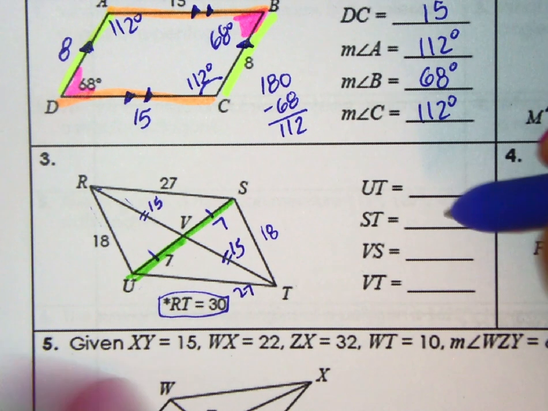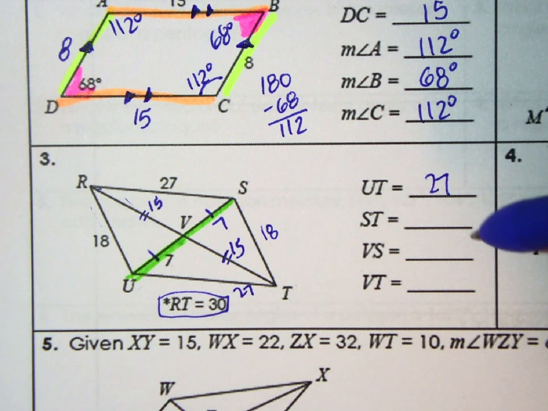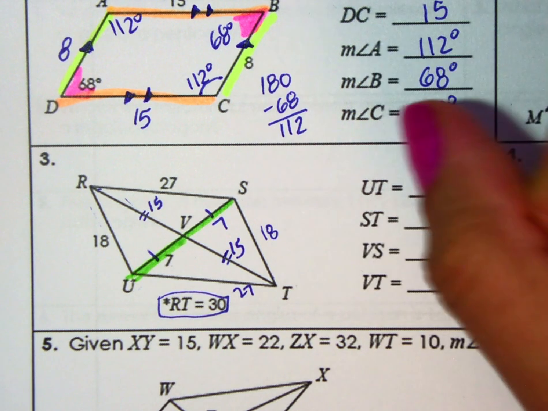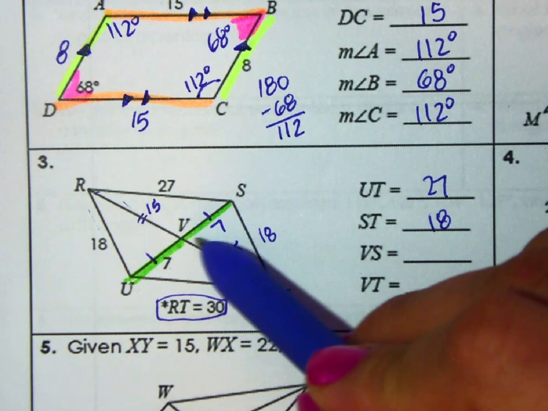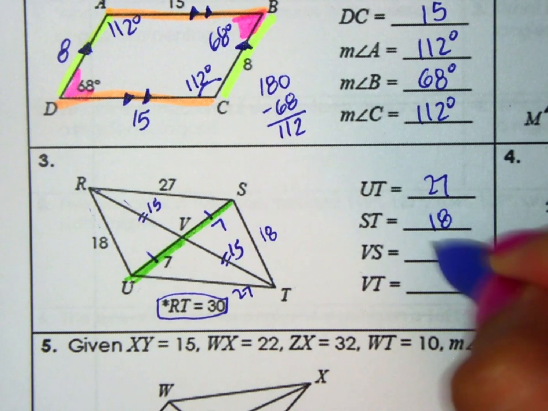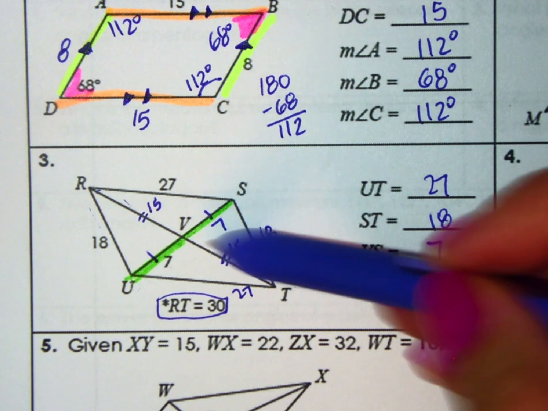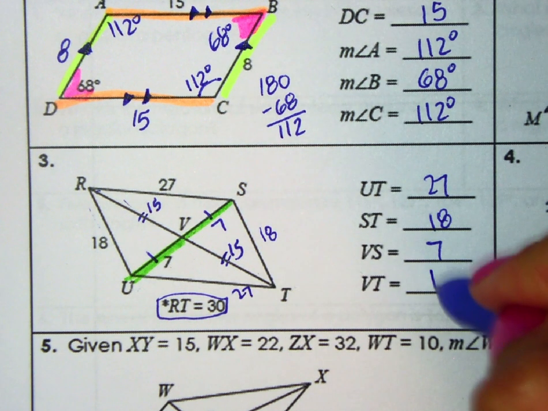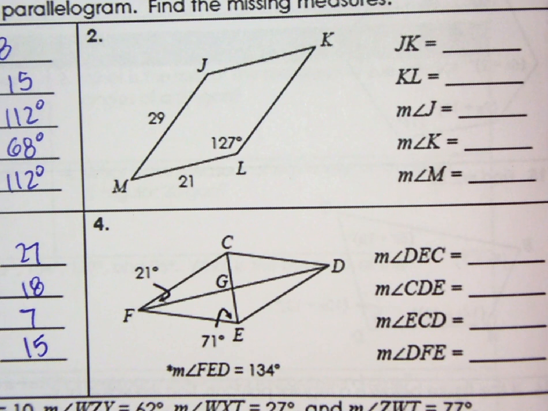So UT is this one on the bottom, and that's 27. ST is this one on the side, so that's 18. And then we have VS. VS is this little section right here, so that will be 7. And then VT, which is this section right here, is labeled already for us, and that one was 15. So try number 4, pause the video, and then check your work.